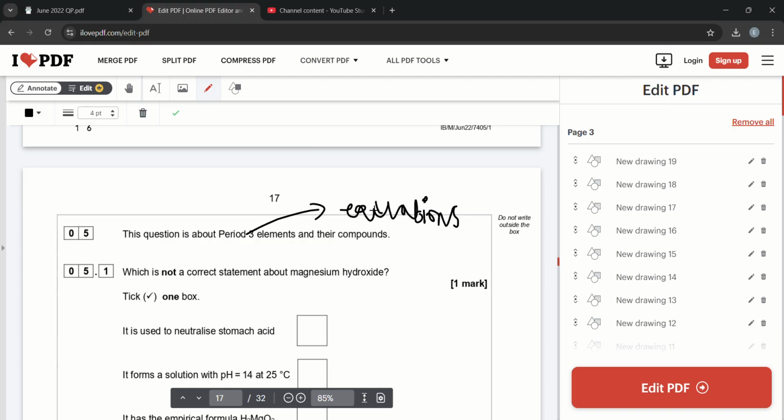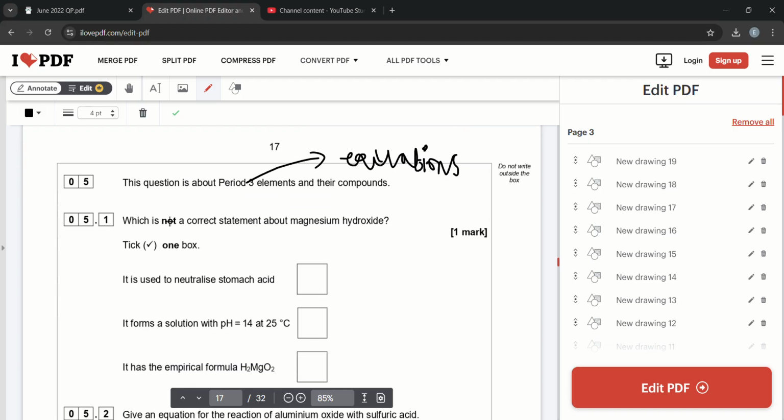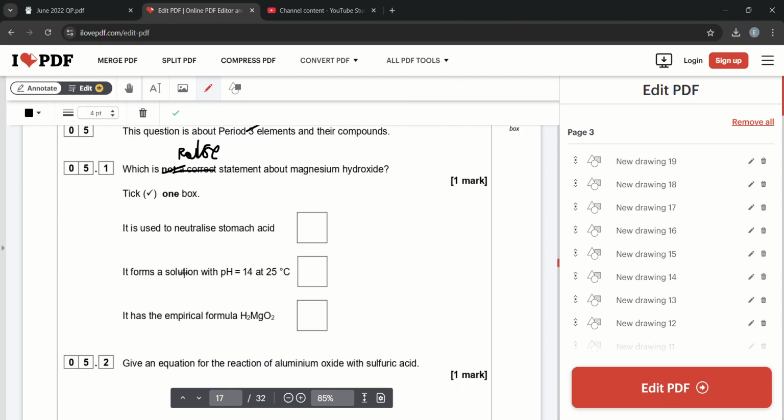This question asks which is not a correct statement about magnesium hydroxide. So which is a correct statement, which is not a correct statement. So which is false. Don't want to get confused. Is it used to neutralize stomach acid? That is true. That's definitely true.